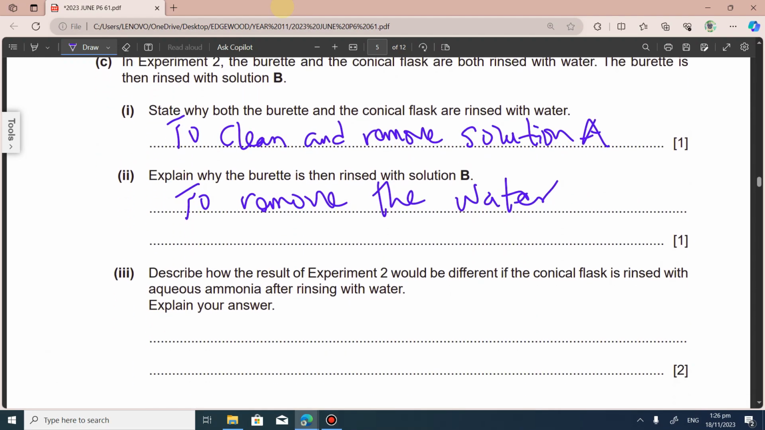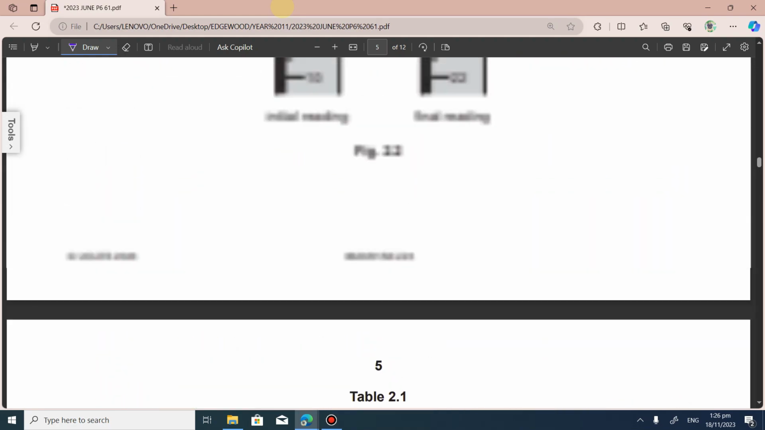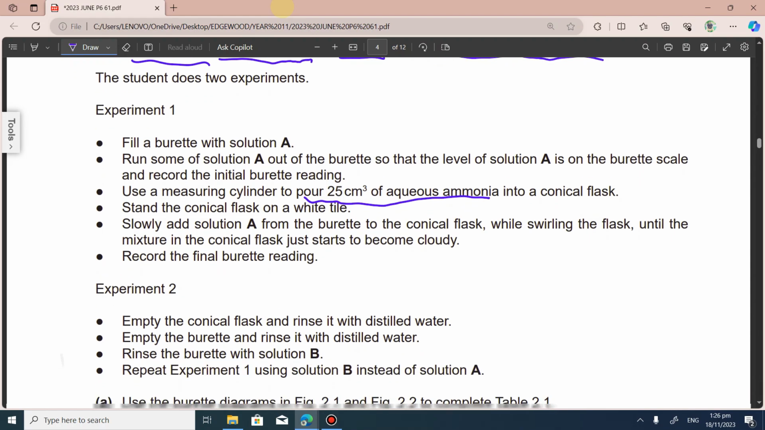Now the next question: describe how the result of experiment 2 will be different if the conical flask is rinsed with aqueous ammonia after rinsing with water. After you have rinsed with water, you are expected to add 25 centimeter cube of the aqueous ammonia. But if after rinsing with water you rinse with ammonia, there are traces of ammonia already in the conical flask. So the moment you add 25 centimeter cube of ammonia, you have simply added more than 25, because the traces of ammonia in the flask plus this 25 will increase the volume of ammonia.